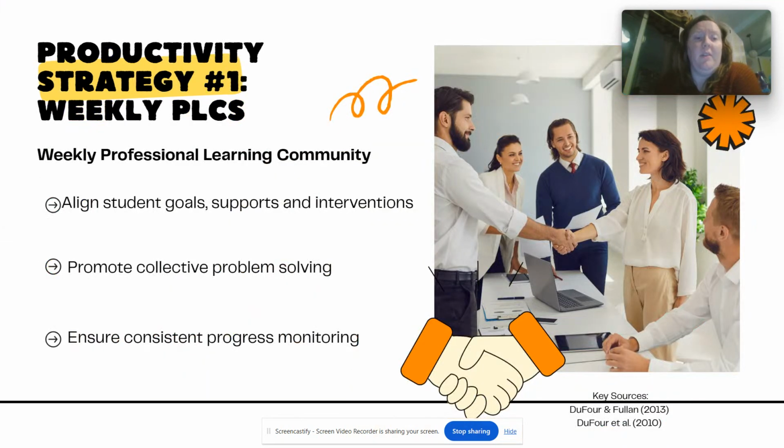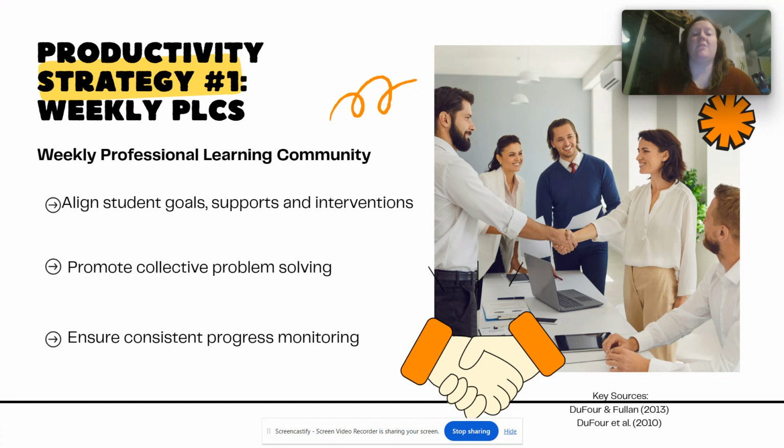So we're going to talk about 3 productivity strategies. The first one is weekly PLCs. PLC is professional learning community. As we meet in our professional learning communities, there are different ones. It can be a grade level PLC, it can be content-based, it can be a bunch of singleton teachers, so teachers who don't quite fit, like art, music, cooking, they can meet together, and there are guiding questions that they focus on for the students.